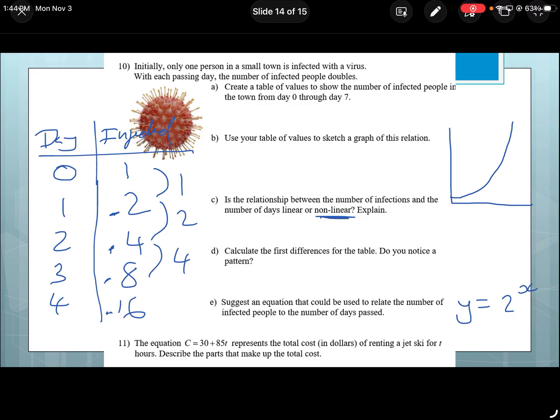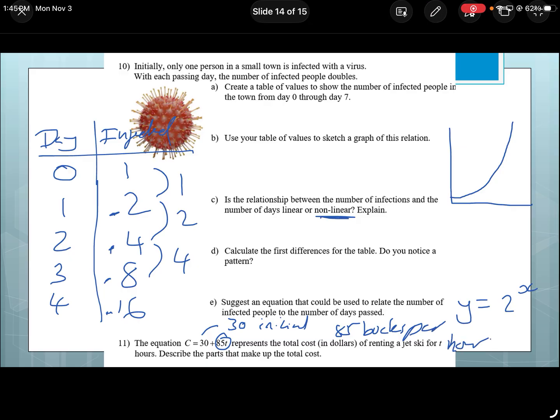And then last but not least, the equation C equals 30 plus 85t represents the total cost in dollars of renting a jet ski. Describe the parts that make up total cost. So you've got an initial cost of 30. I'm guessing that's your initial deposit. And then 85 is your rate of change, isn't it? So it's $85 per hour. Bucks per hour. There's not really much else to say about that.